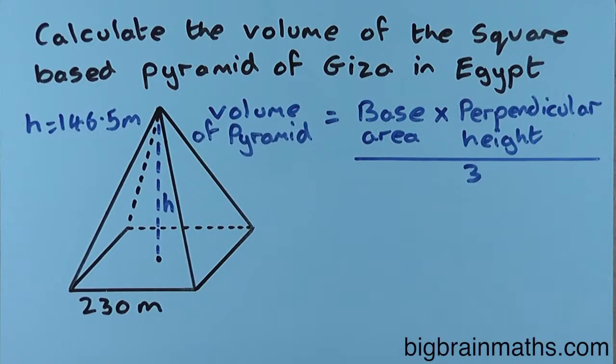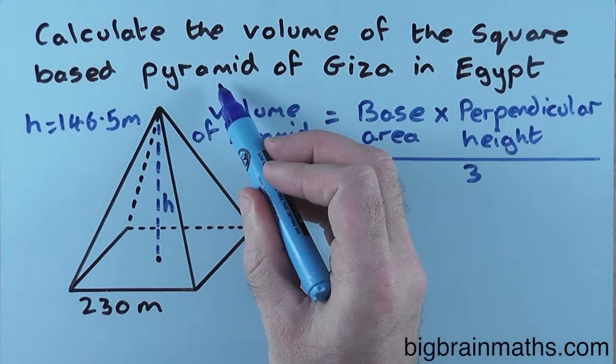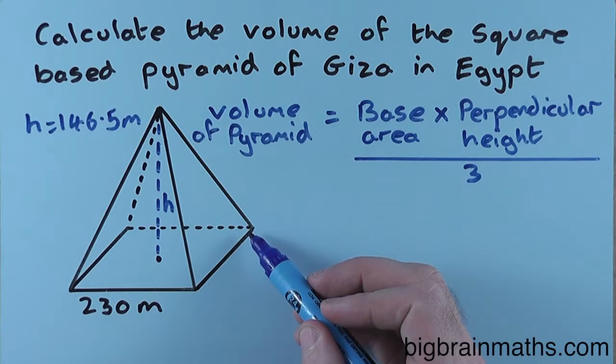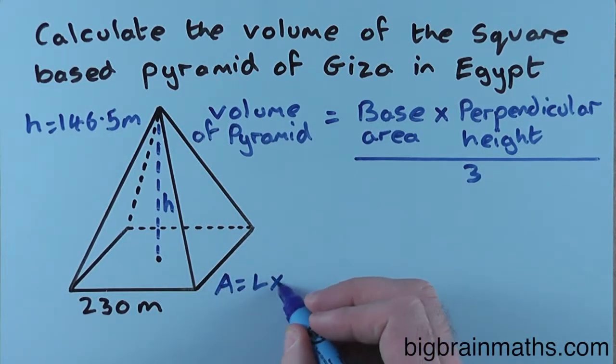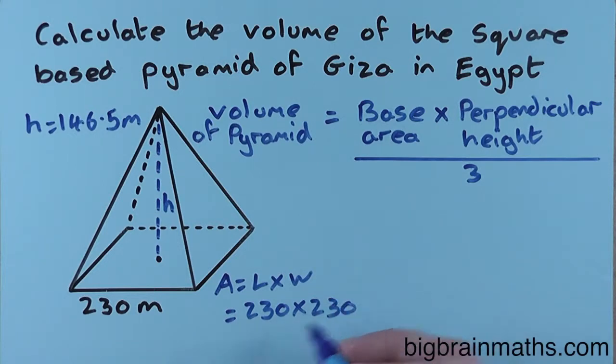Now, the first thing that we need to work out is the base area. This is the base of the pyramid, and we're told that it's a square-based pyramid, which means that it's 230 meters by 230 meters. So to work out the base area, we need to do the length multiplied by the width. And the length of the base is 230, and the width of the base is also 230. This equals 52,900. So the area of the base of the pyramid is 52,900 meters squared.